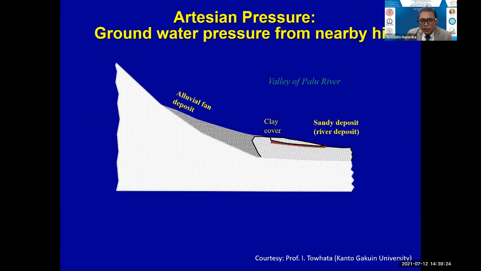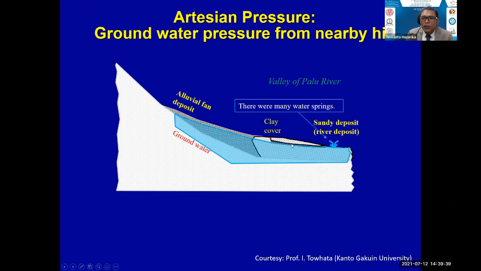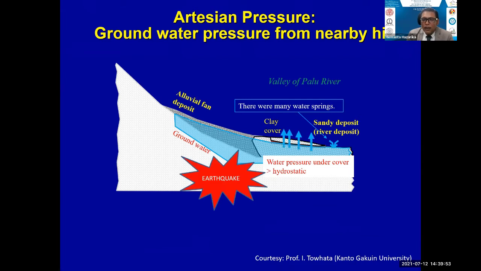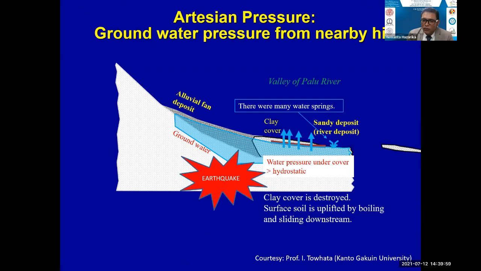This is one of the hypotheses brought by Professor Tohata. As I mentioned, there are a lot of alluvial fan deposits there. Groundwater was plentiful there, and there is a clay cover here, and there were many water springs even before the earthquake in that area. Water pressure under the cover was more than the hydrostatic water pressure, and during the earthquake, this clay layer was destroyed and led to this kind of fluidized flow. This is Professor Tohata's hypothesis, but we still cannot confirm it.